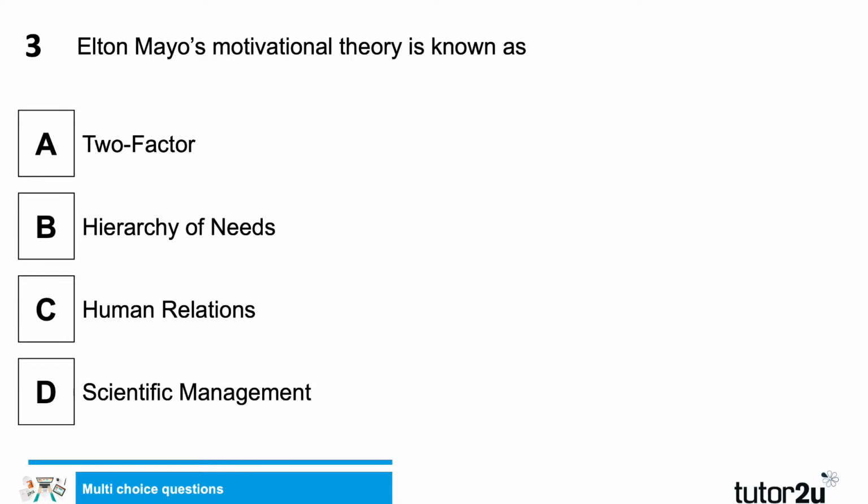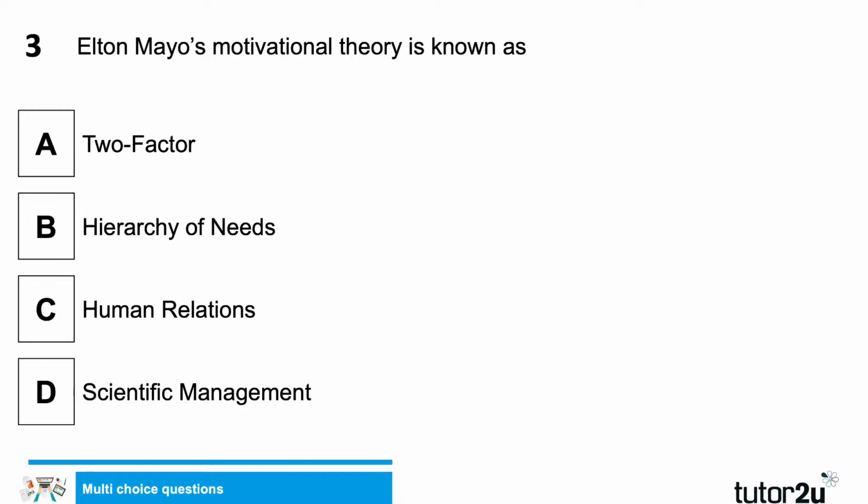So Elton Mayo's motivational theory is known as what? Is it known as two-factor, the hierarchy of needs, human relations, or scientific management? Now, there are 4 motivational theories on the Edexcel A-Level Business Specification. You need to be on top of all of them. Elton Mayo's motivational theory is known as what? Is it known as two-factor? Is it known as the hierarchy of needs? Is it known as human relations?